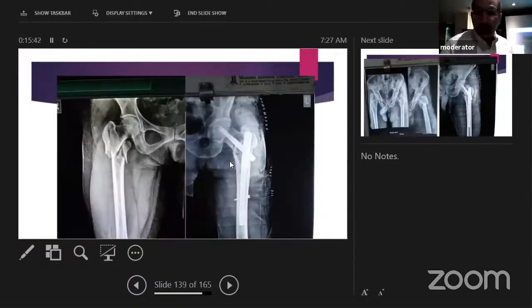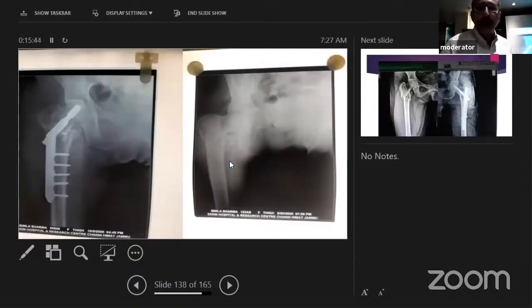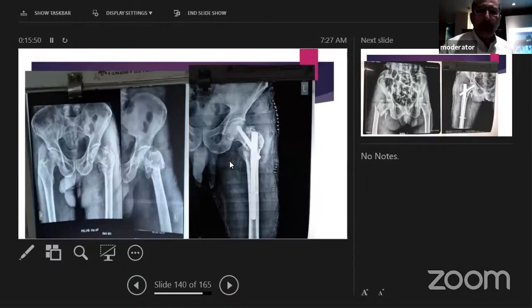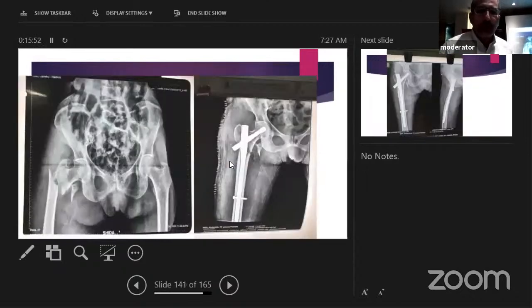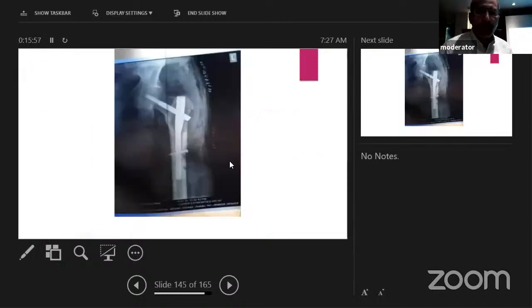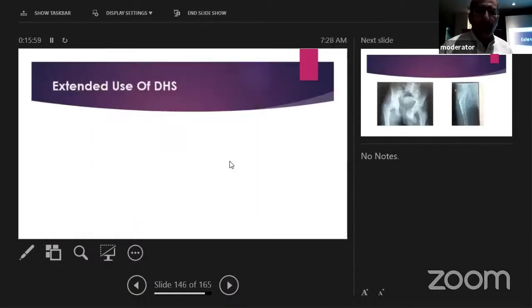Not necessarily always do I use DHS. Wherever there's a lateral wall broken, it has to be PFN like this. There's a lateral wall broken, again, the PFN comes into the picture. Lateral wall broken, PFN. So this is subsequent, this is lateral wall broken, PFN again.